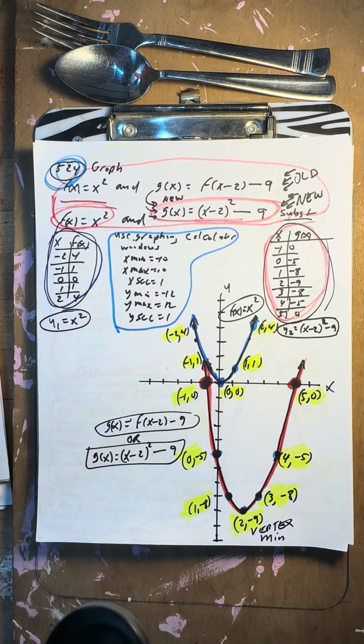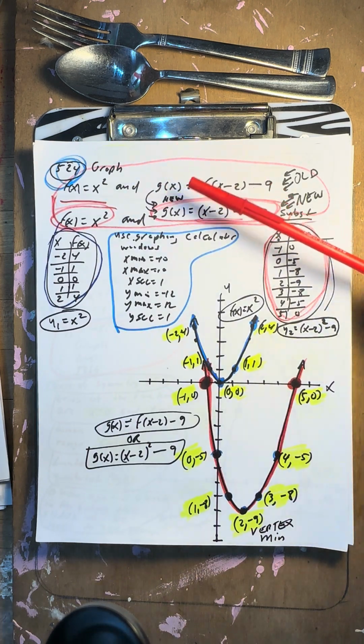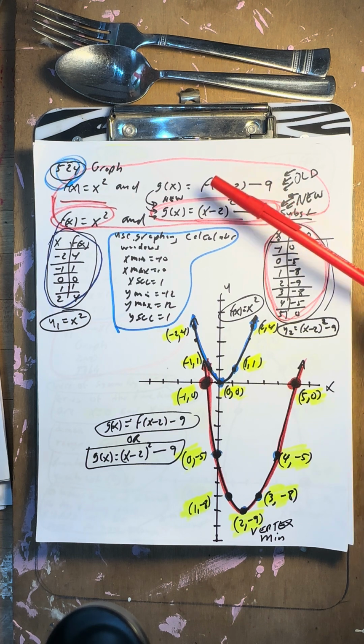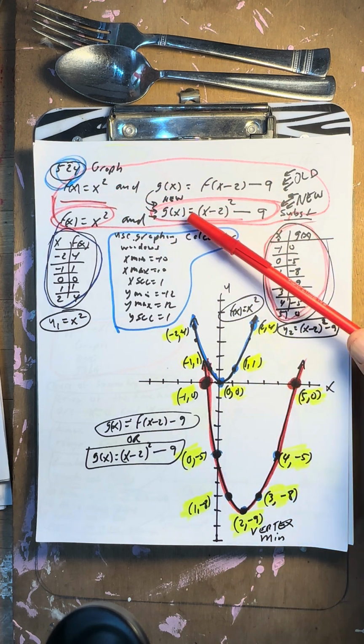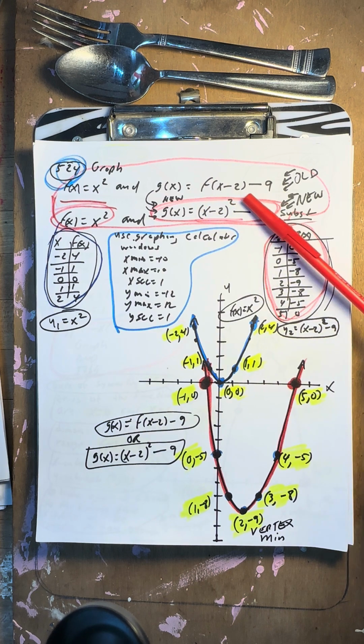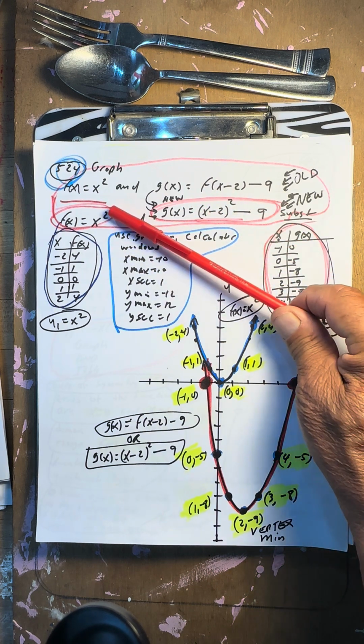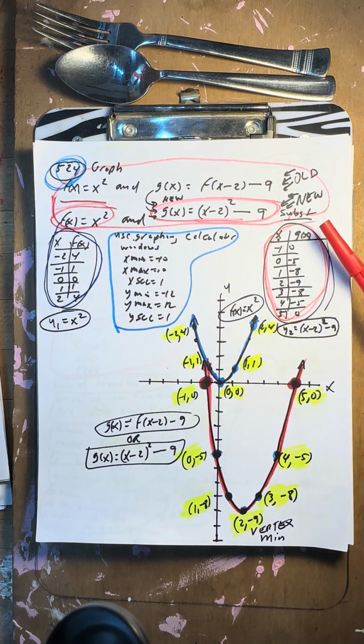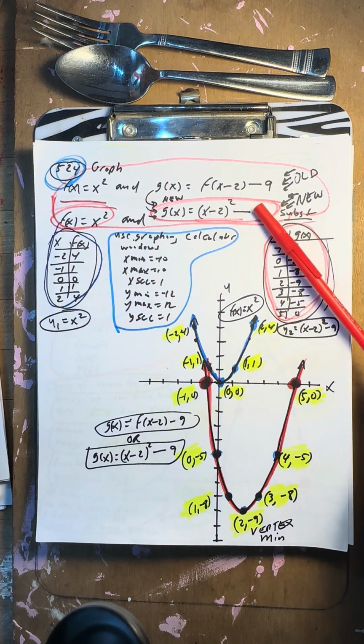It says f of x equals x squared, g of x equals f of x minus 2. Okay, f of x minus 2, what does that mean? You put that back in there, and you're going to get x minus 2 squared minus 9. Again, look just like the one we just did. Get some points for this. f of x equals x squared. Get some points for this one right here.